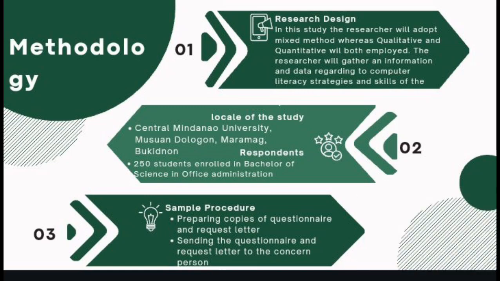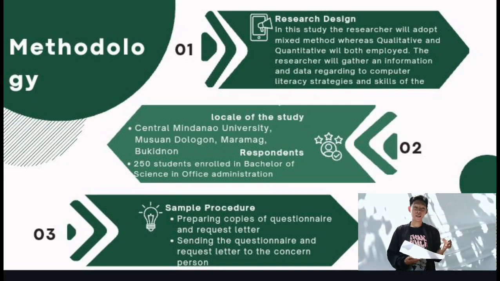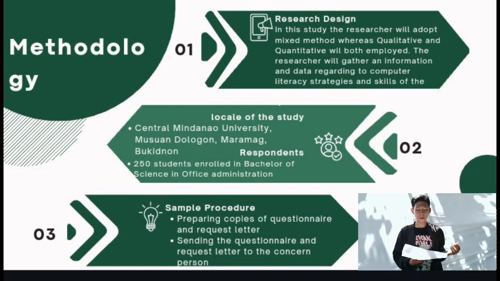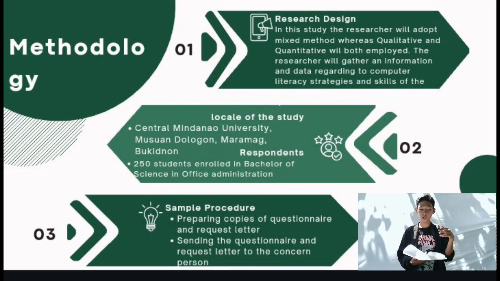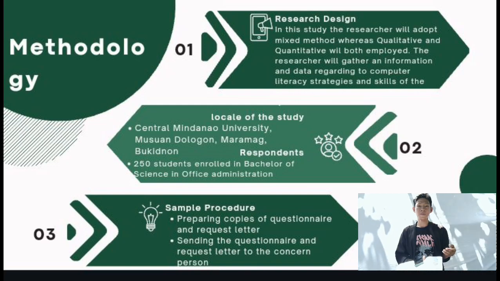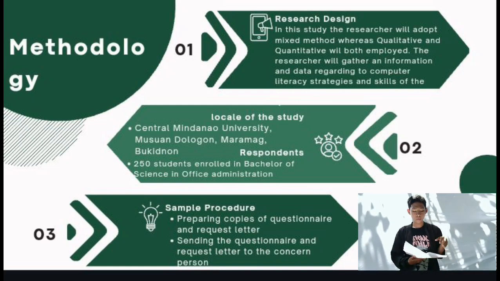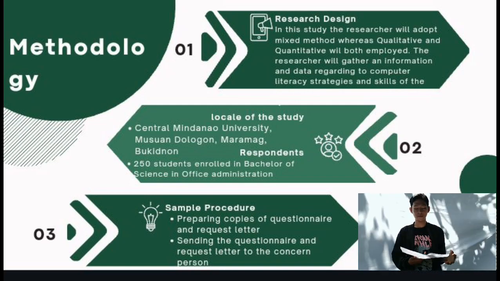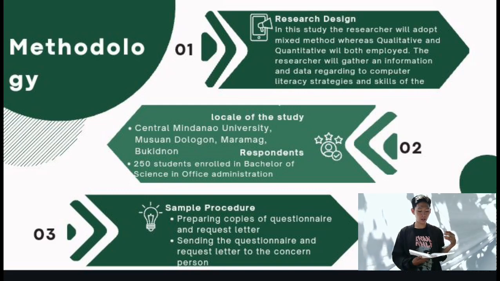In the data gathering procedure, the first step is that we make 50 copies of our questionnaire, as well as the letter that will be sent to the concerned person. After making the copies, we will send them to the concerned chairperson of the said program, which is the Bachelor of Science in Office Administration.